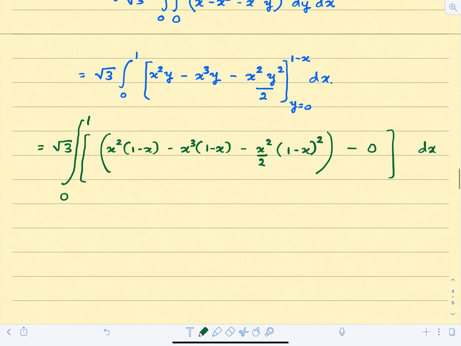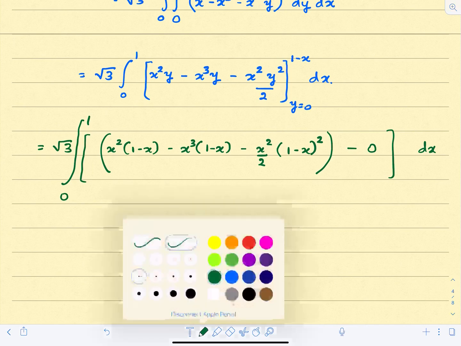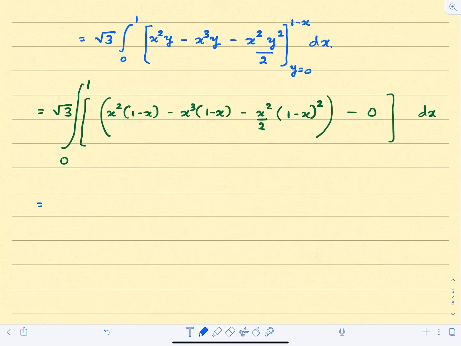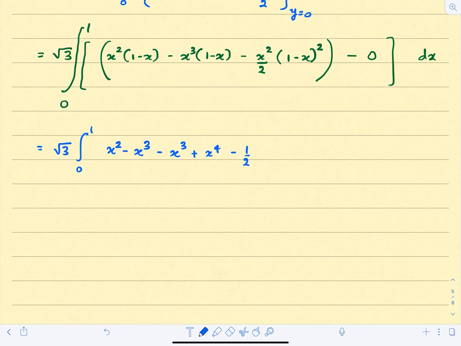Before we integrate with respect to the x variable, I'm going to simplify this integrand. So basically we have root 3 times the integral from 0 to 1 of x squared minus x cubed plus x to the power 4 minus 1/2 times x squared times, now if you FOIL 1 minus x quantity squared, you will get 1 minus 2x plus x squared, dx.